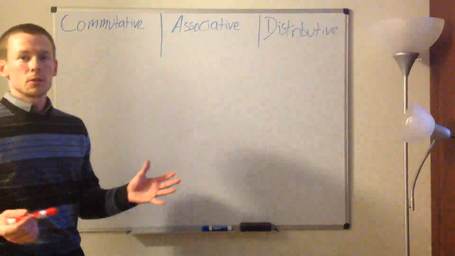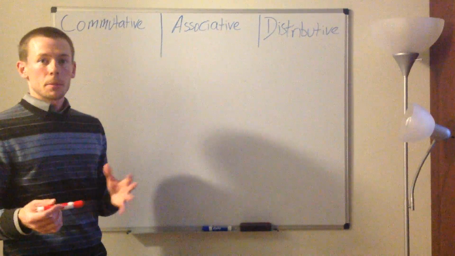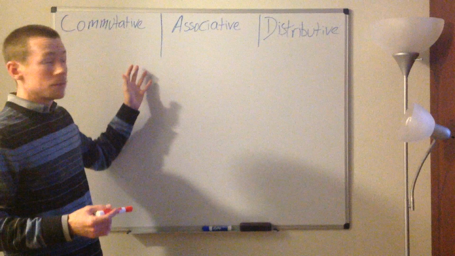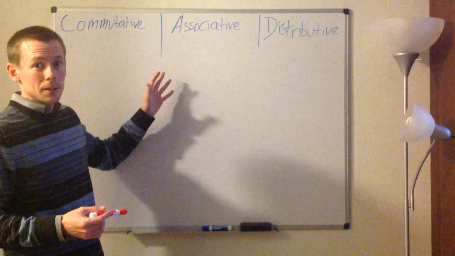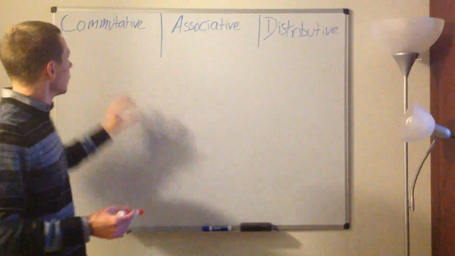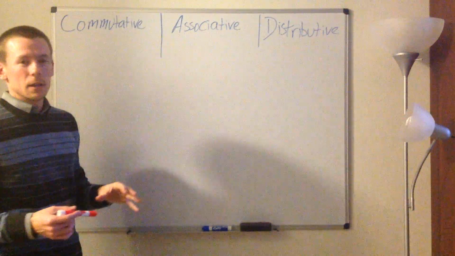This short lesson is going to look at three different properties of numbers. The commutative property of addition and multiplication, and then we're going to talk about the associative property and the distributive property. But the first property, commutative property.